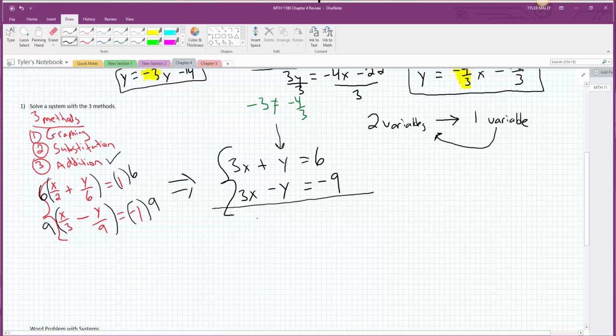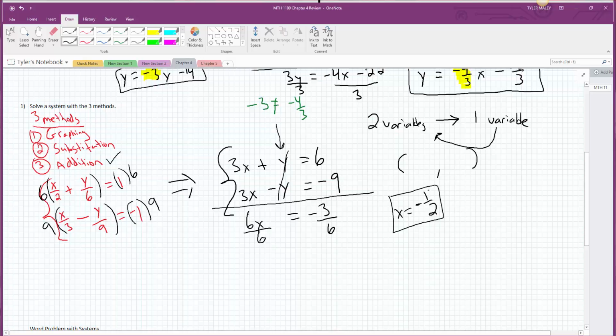Now when I add these together, I get 6x. The y's cancel out, so I get 6x equals -3. Then I divide both sides by 6, and I get x equals -1/2. So I found one coordinate of my point. That tells me I'm going to have one solution with this. If you actually find an x or a y value, then I know it's going to be one solution.